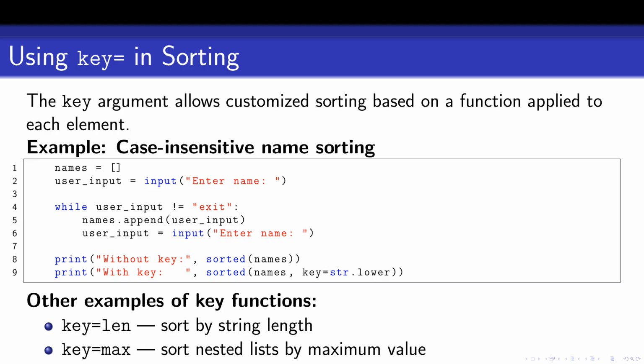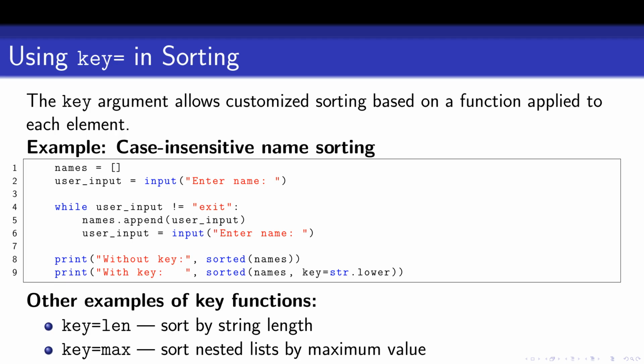When sorting lists, you can make the results more flexible and meaningful by using the key equals parameter. This lets you define a custom sorting behavior by passing in a function that's applied to each element before comparison. A common example is case-insensitive sorting, where strings are sorted using str.lower to ensure consistent alphabetical order regardless of capitalization. You can also sort by string length using key equals len, or sort a list of tuples or nested lists based on a particular value.